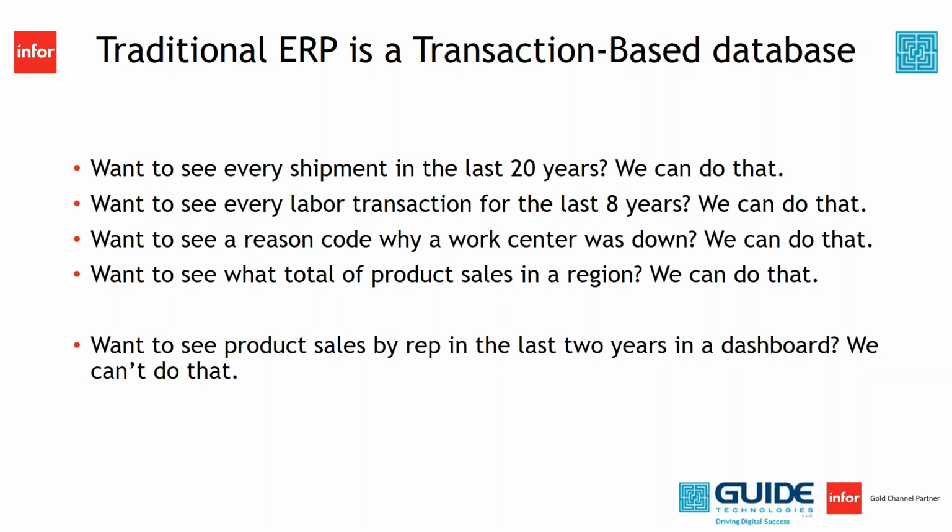Okay, so let's talk about, first of all, what is business intelligence and what is the difference between it and XA or any other ERP. Basically, an ERP is a transaction-based database. You want to see, as the question says, every shipment for the last 20 years, no problem. I can show you that detail by detail. Every labor transaction, every order history, anything that you want to see.